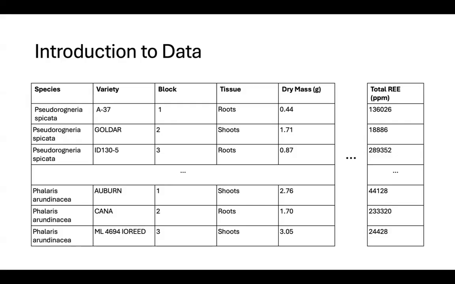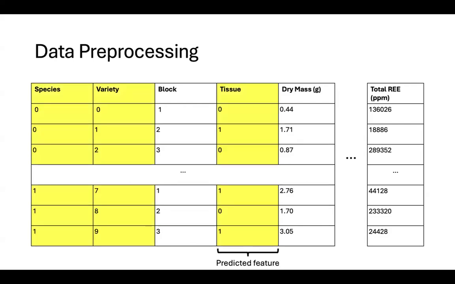Now, we need to pre-process the data before we actually plug it into the algorithm, since it is unable to understand textual data within the columns. So for our pre-processing, we have encoded those columns with textual data to have numerical data instead. And for our predicted feature today, we're going to be looking at tissue type.